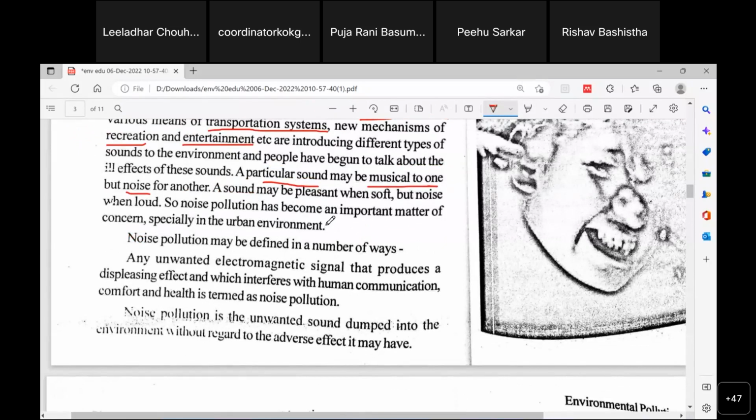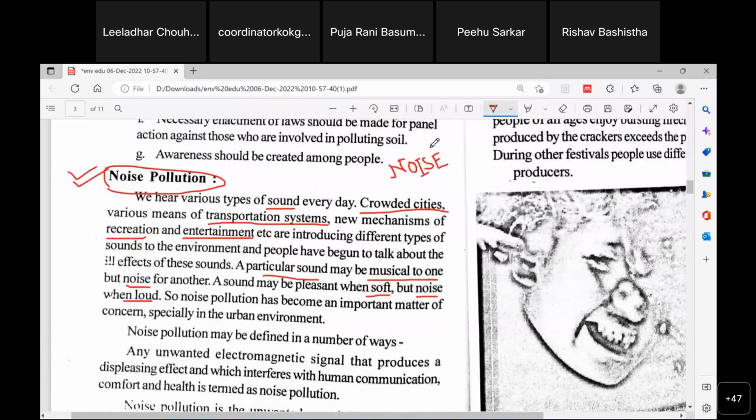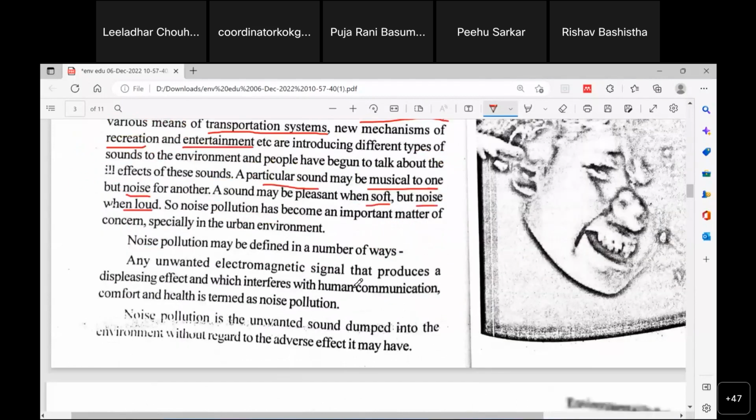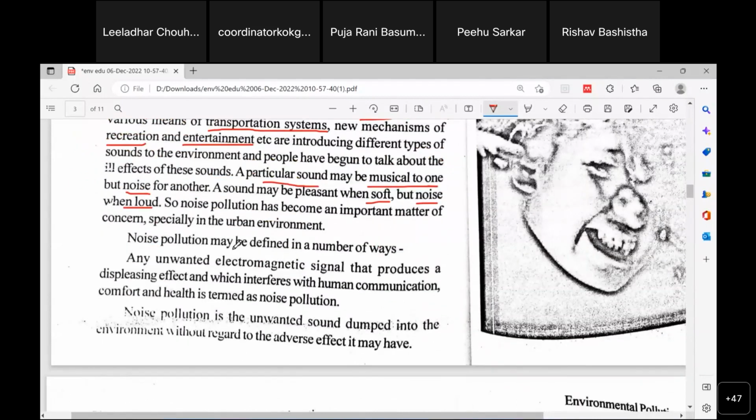But in overall language, a sound may be soft but noise when loud. The same sound, say a music is there, when it is played at low volume, then it is music. But when you put it at high volume in a loudspeaker, then that music is nothing but noise. Music also becomes noise. Okay, so that is one thing.